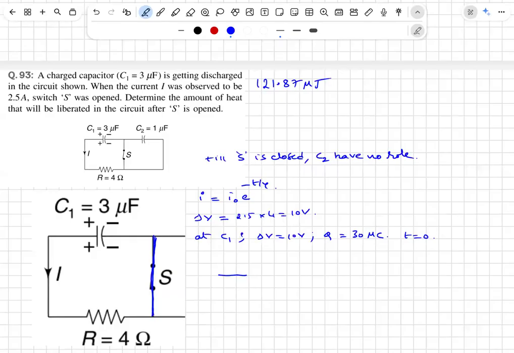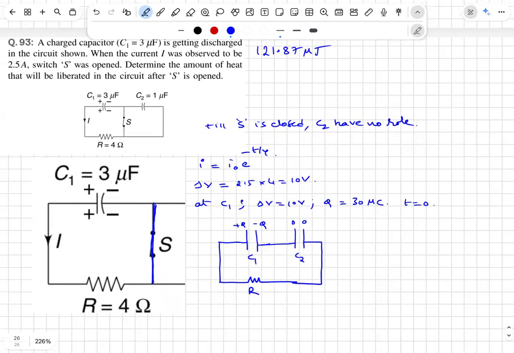What is the picture? At t equals 0 plus, q, minus q, R. Now C1 is in the picture, C2 is in the picture because you lifted this portion. 0, 0. C2 is 0. Any doubts? Now, this is t equals 0.